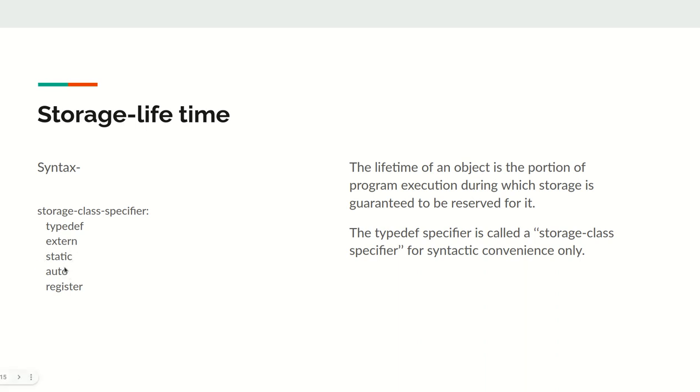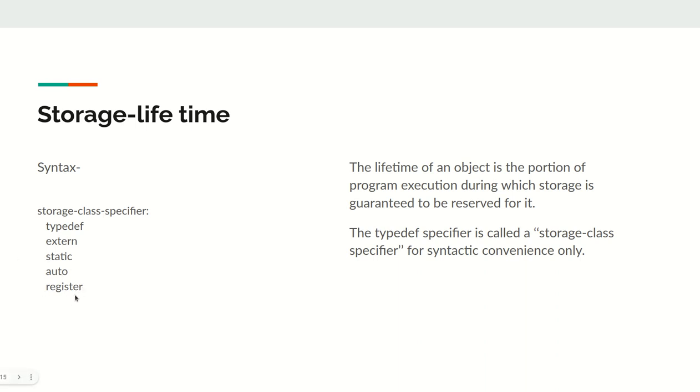Auto is the default. Any identifier which is defined inside a block will be taken as auto. Its scope is only until the end of that block, whether it is a function block or just a block. So this is the auto storage class specifier.